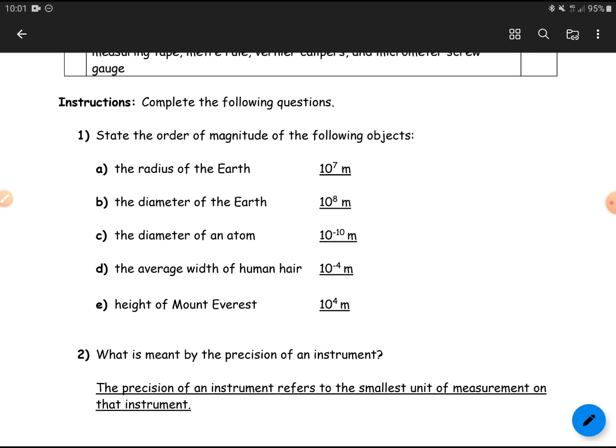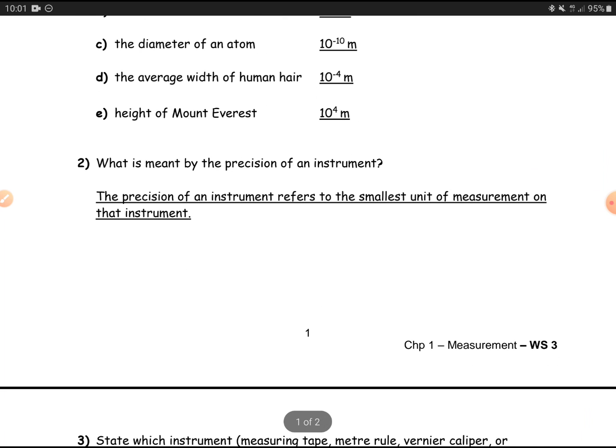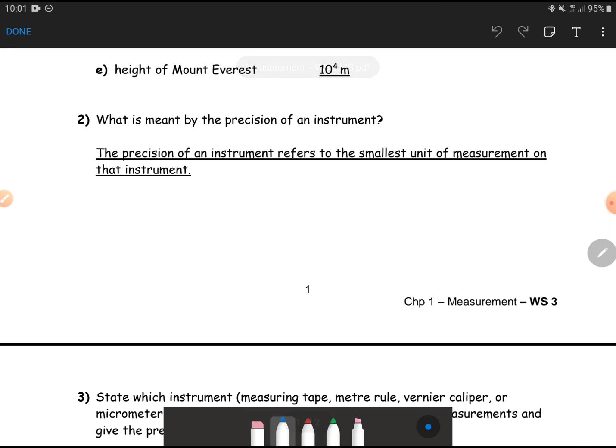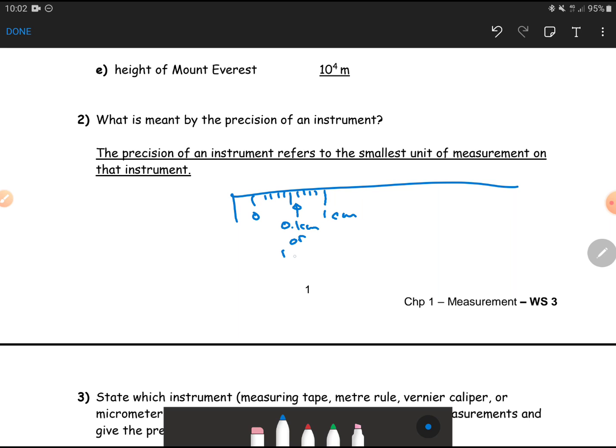Now, to move on, the next question asks about the precision of an instrument. The precision of an instrument actually refers to the smallest unit of measurement. So if you take a look at your ruler, for our everyday ruler, the smallest unit would be 1 mm. So usually what we will see on our ruler would be something like this. As an example, this is 0, and then you have 1, 2, 3, 4, and then you have 1 cm over here. So each of these stands for 0.1 cm, or it's just a precision of 1 mm. That's what we mean when we say precision.